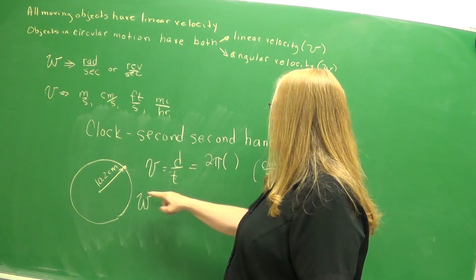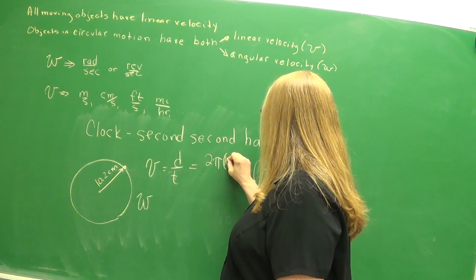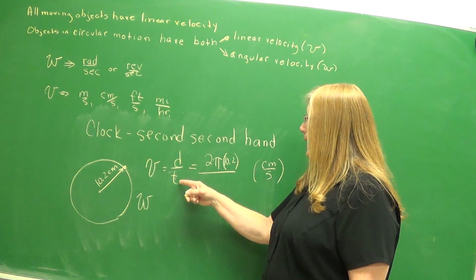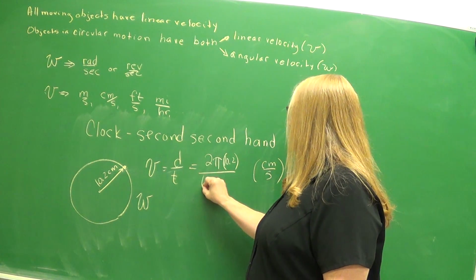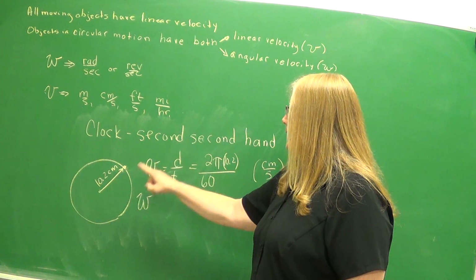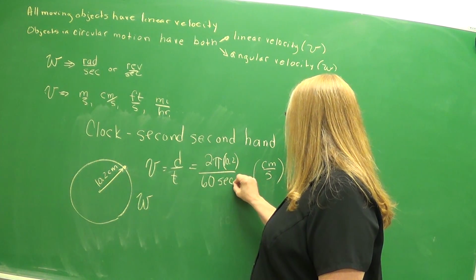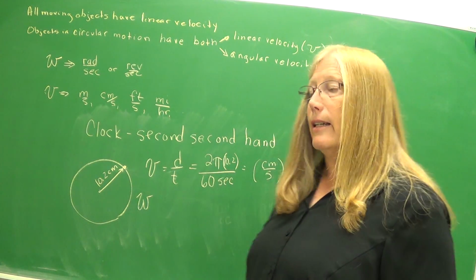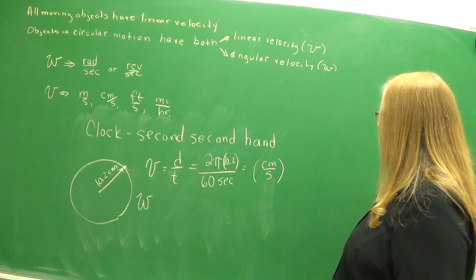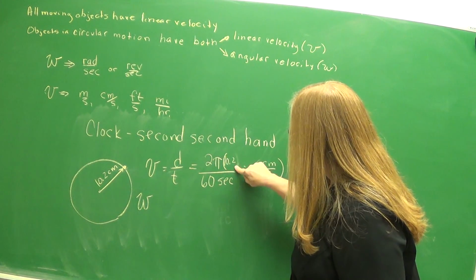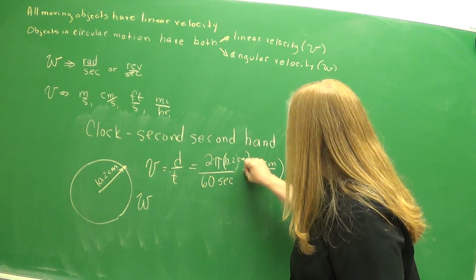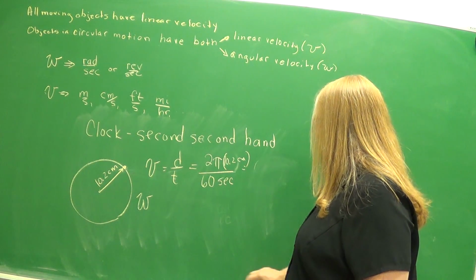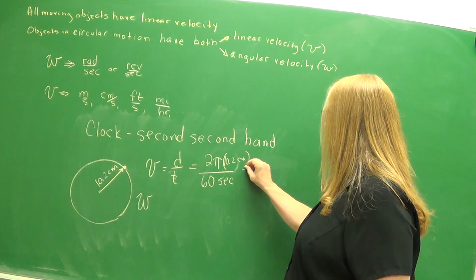But when we get to r, we know it's 10.2, the radius or the length of that second hand, divided by the time, and it's going to go around in 60 seconds. That's how long it takes the second hand to go around the clock. So now we have an answer, this is 10.2 centimeters, and I'm going to carry my units through the problem so I know that I'm heading in the right direction.